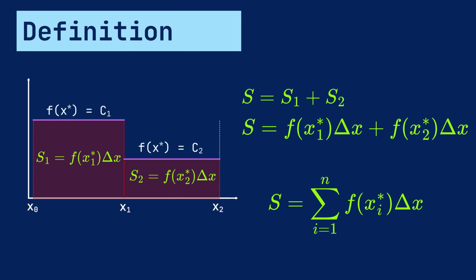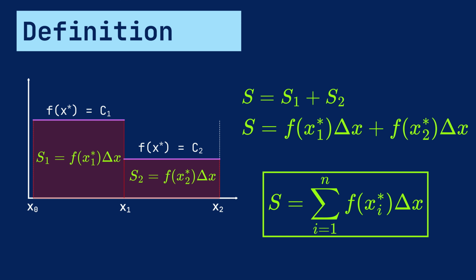And you can imagine we could continue. We have 3, 4, 10 steps. So to generalize this formulation, we can use a summation symbol. Basically, it means that from 1 till n, meaning how many rectangles we have, let's sum up together those areas where we take a function value at that rectangle, multiplied by its width.